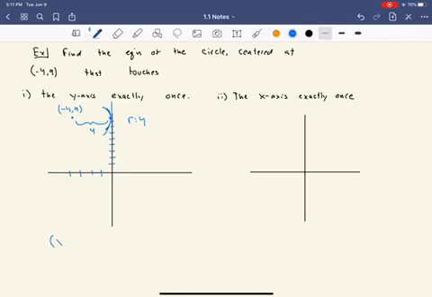So we're going to have (x + 4)² + (y − 9)² = 16.